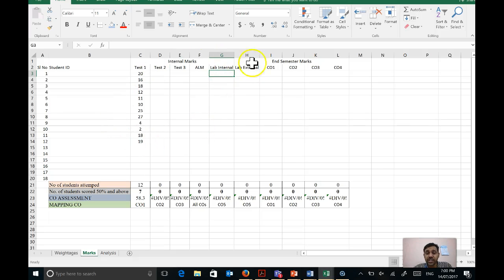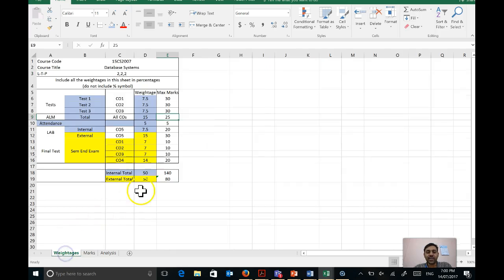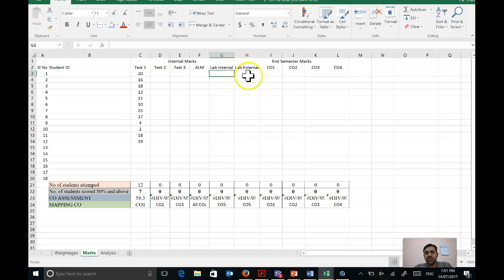Keep in mind this sheet is only for the marks. You're not converting them as per your weightages. The only thing you need to take care of in this sheet is that when you put the marks, make sure your marks are within this maximum marks range. So that's for the lab external, the exam, CO1, CO2, CO3, CO4, again for the marks, not for the weightages.